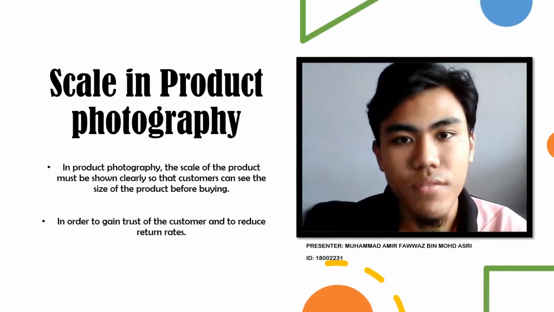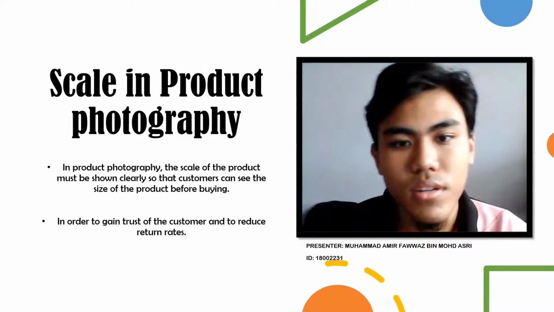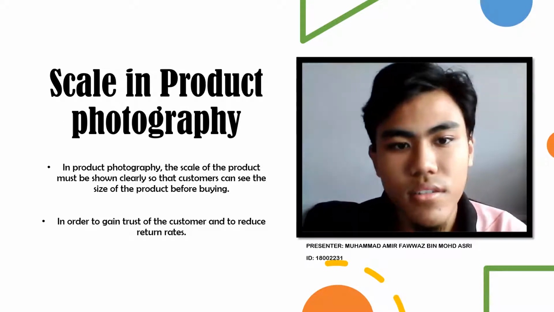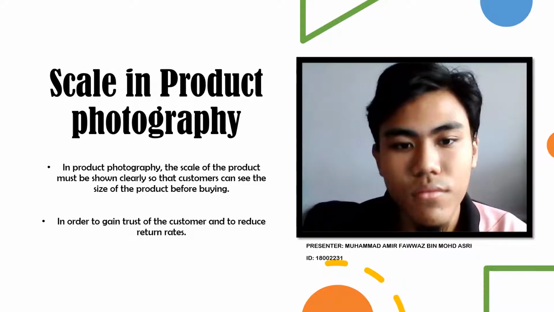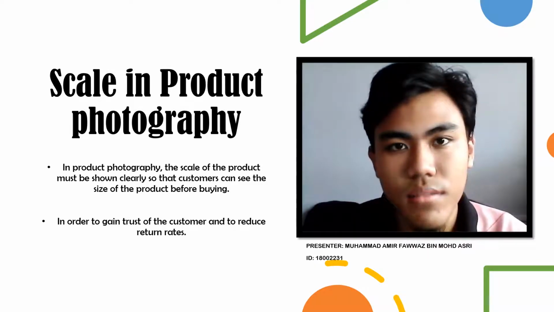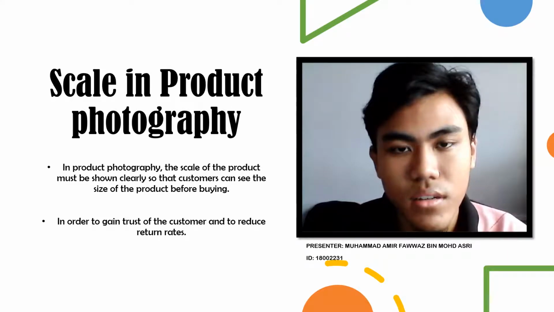In product photography, the scale of the product must be shown clearly so that customers can see the size of the product before buying. This is important in order to avoid confusion, to gain the trust of the customer so that they buy the product again, and to reduce return rates. The question is, how do we do this?